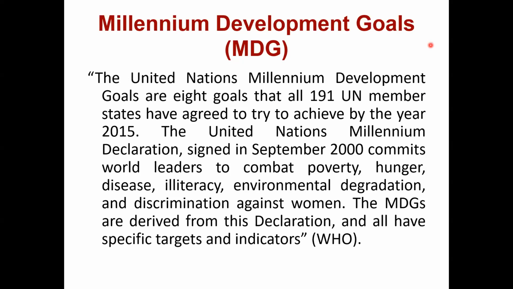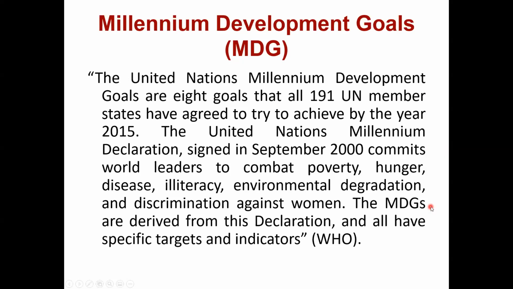So what are the Millennium Development Goals? The MDGs are 8 goals that all 191 UN member states have agreed to try to achieve by the year 2015. Since we're past 2015, we can look back retrospectively to see how we did. The United Nations Millennium Declaration, signed in September 2000, commits world leaders to combat poverty, hunger, disease, illiteracy, environmental degradation, and discrimination against women. So these were the focus areas.